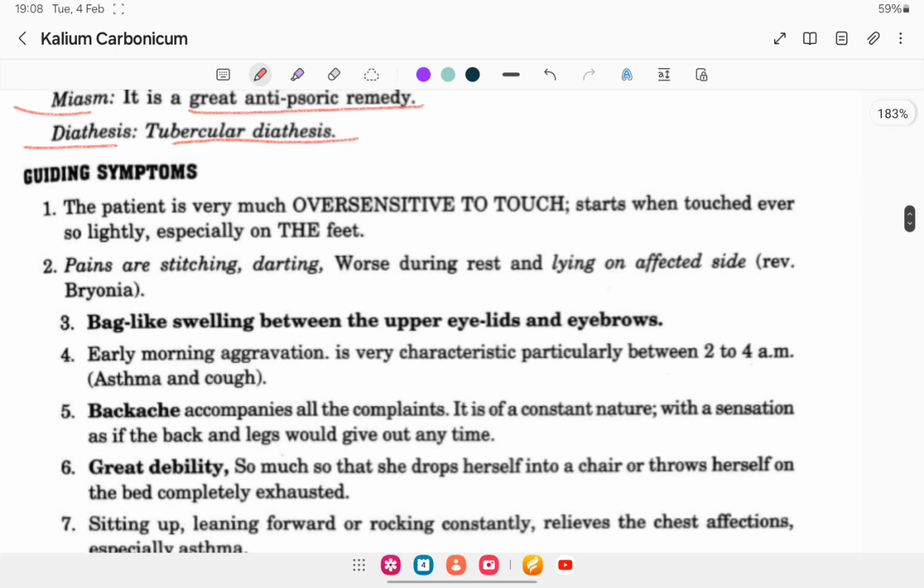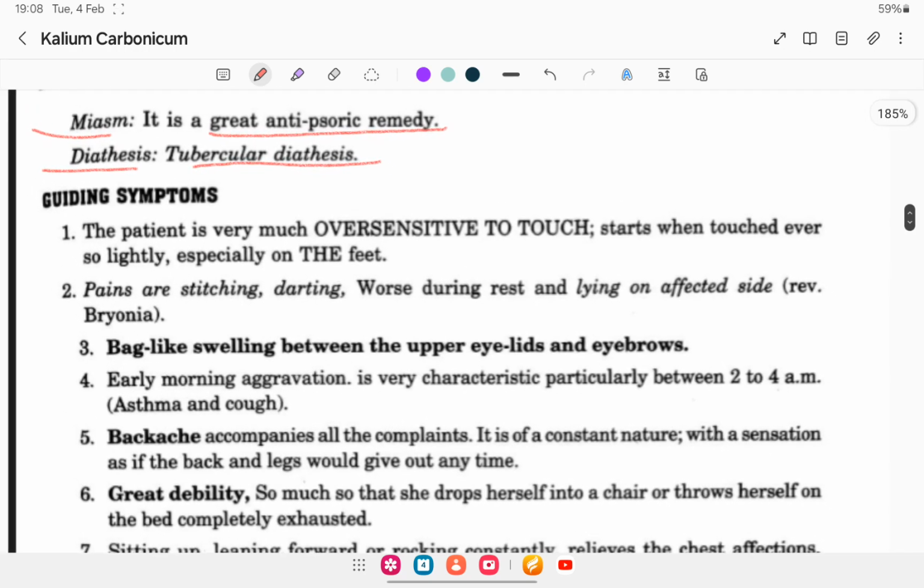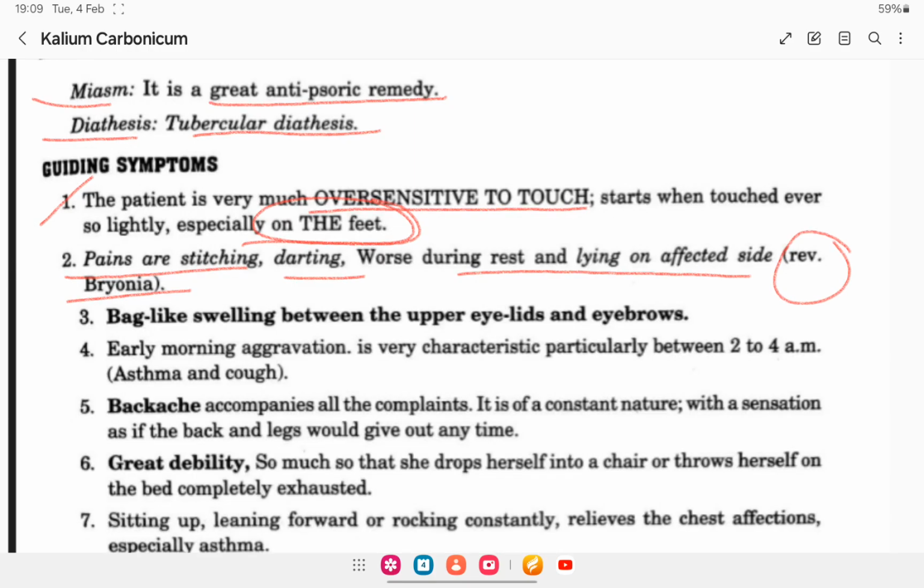Now here it is written in S.K. Dubey, the patient's guiding symptoms. Oversensitive to touch, starts when touched ever so lightly, especially the feet. Pains are stitching, darting, and the modality is the opposite of Bryonia, or reverse of Bryonia.